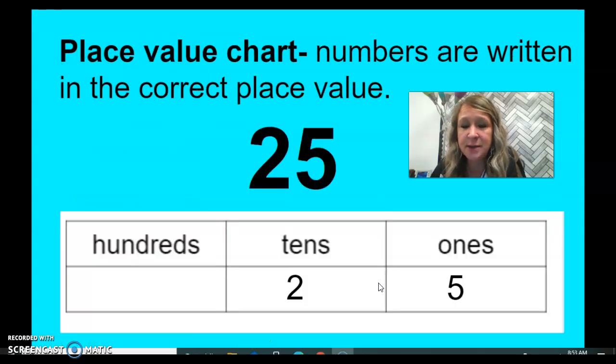Place value chart. Say place value chart. These are numbers that are written in the correct place value. The 2 and the 5. The 5 is the 1. The first number over here on the right is always the ones. So there are 5 ones. The number next to the ones is always the tens. The number 2 is in the tens place.